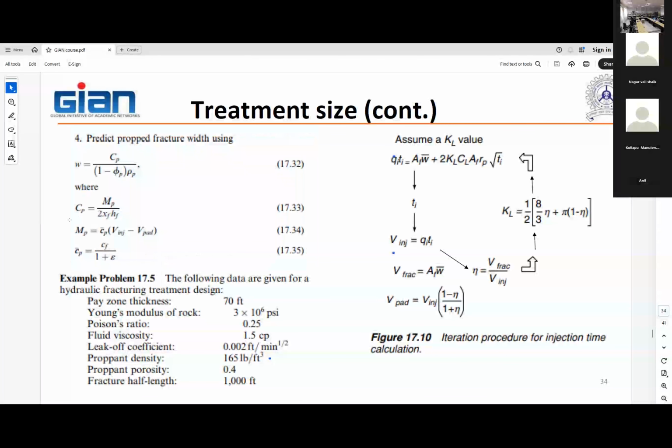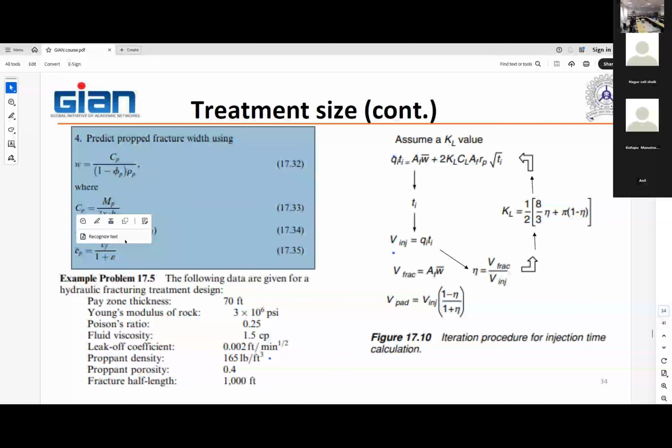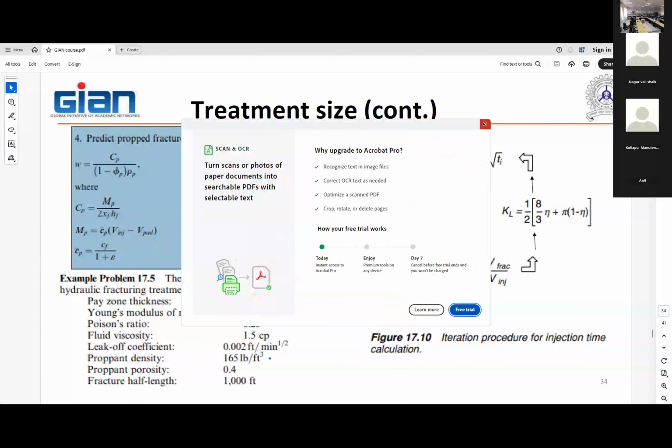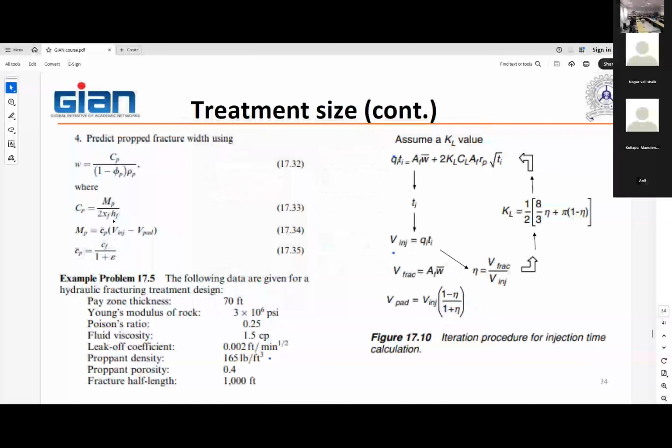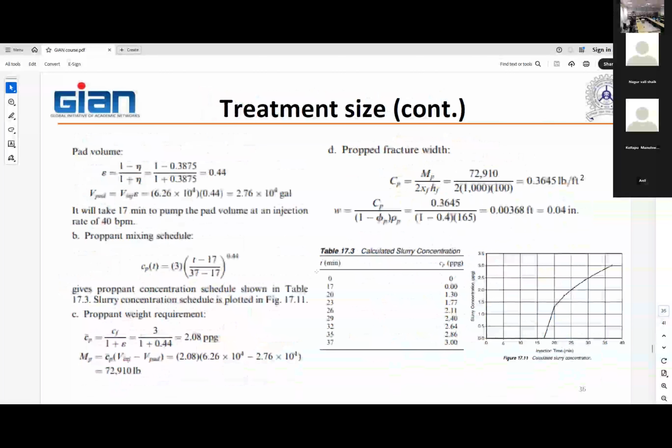Then the mass is what? Whatever value you get from Cp, you multiply that with V injection, the total volume injected minus the pad volume injected. And once you get the mass, then you get the concentration of propant in the fracture, which is pounds of propant per feet square of fracture. So that would be the mass you get from there divided by the area of the fracture. So that's what we are doing here.